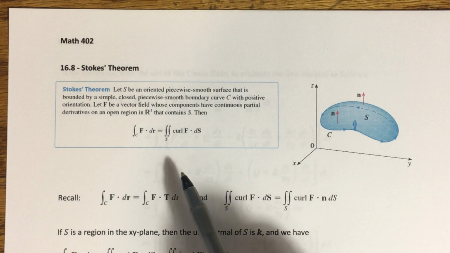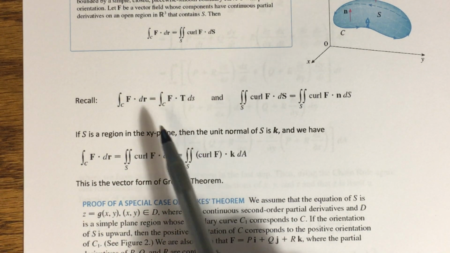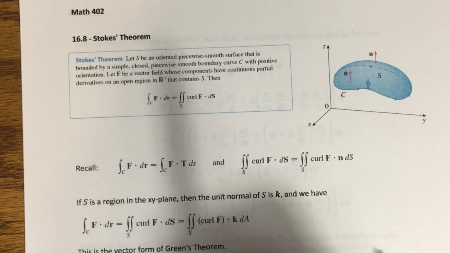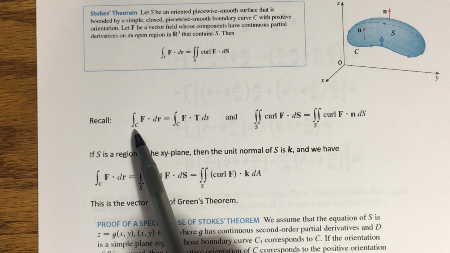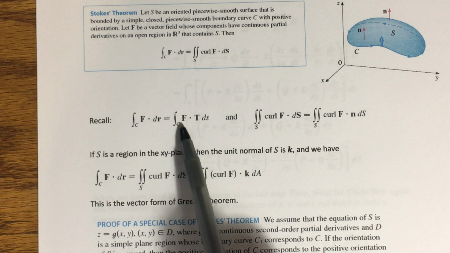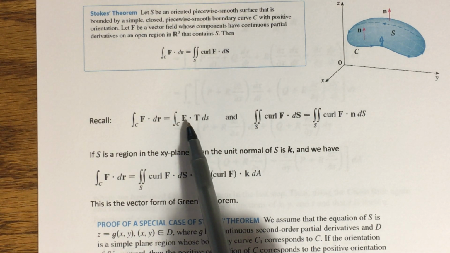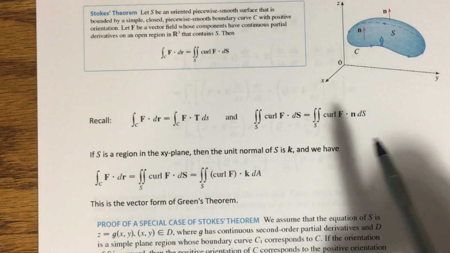Okay, so let's quickly take a look at what each of these represent. Remember, the line integral of F dot dr along C is the same thing as the line integral of F dot T ds along C. We call that the line integral of F along C, or the line integral of the tangential component of F along C, because that's what this is. F dot T is the tangential component of our vector field F.